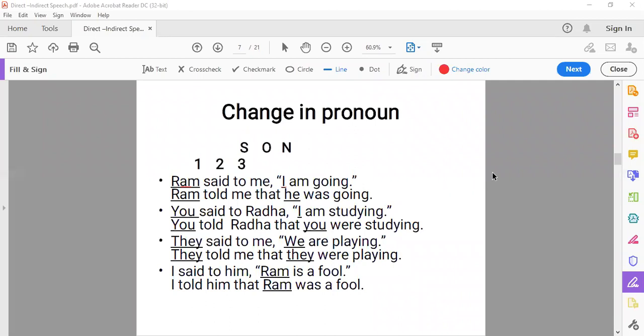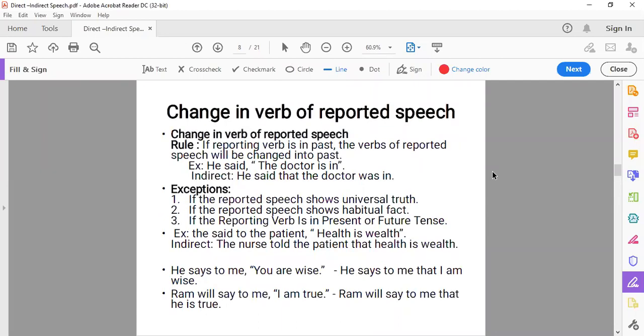Okay, let's move forward. Coming to the next part, let's have the change of the verb. The second change: first we have done the change of the persons, now it is the change of the verb. What is the important thing that you have to see? First thing is, if the reporting verb is in the past, the verbs of the reported speech will be changed into past. We discussed this rule in the sequence of tenses also.